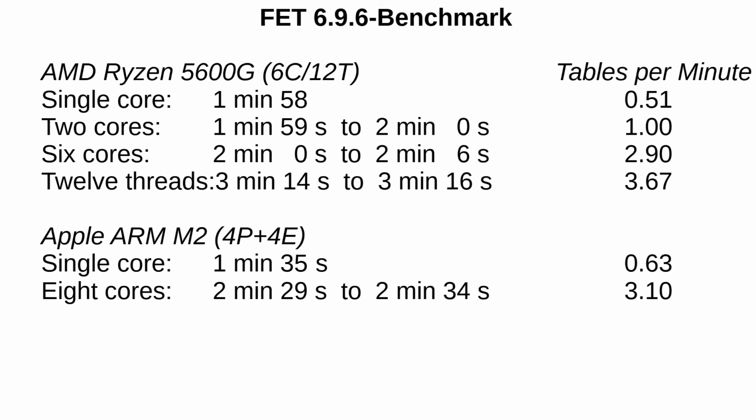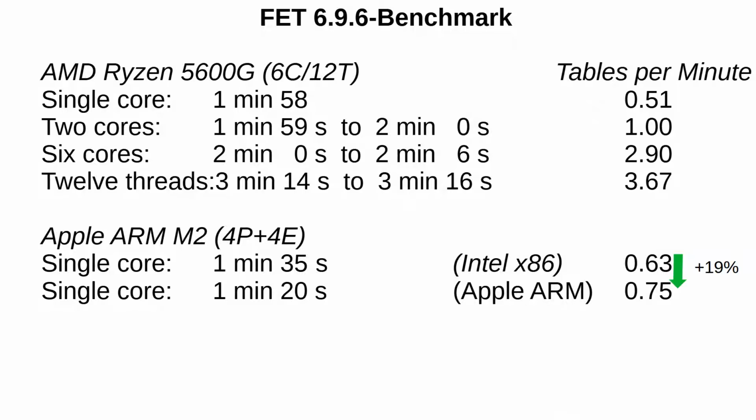But wait, I've made a mistake. I compiled the FET benchmark for x86 CPU and not for an ARM CPU. macOS can translate from x86 to ARM. That is done by Rosetta. Let's compile for the native ARM language. In the native language, the CPU is much faster.